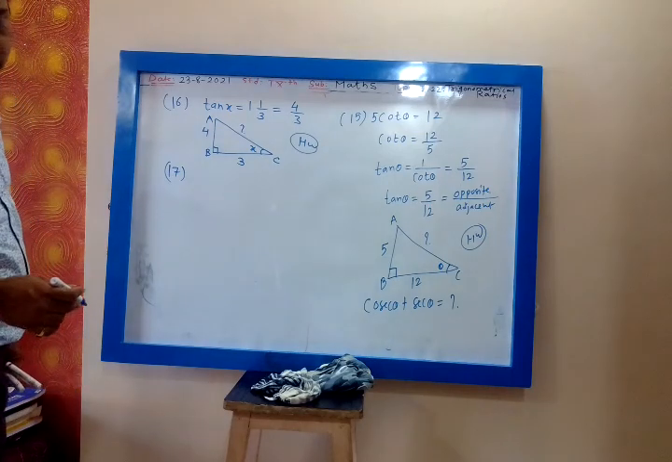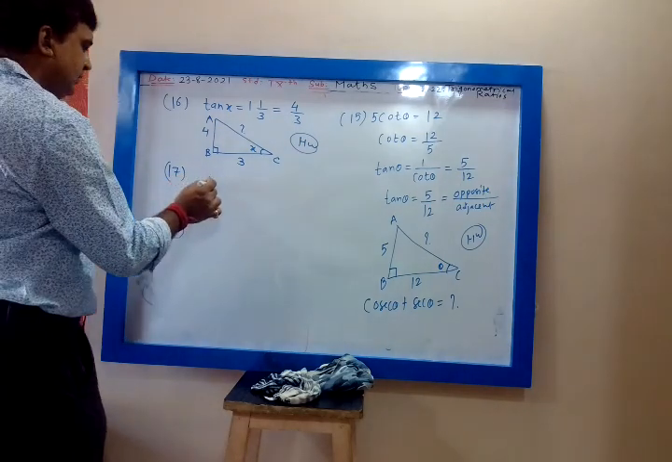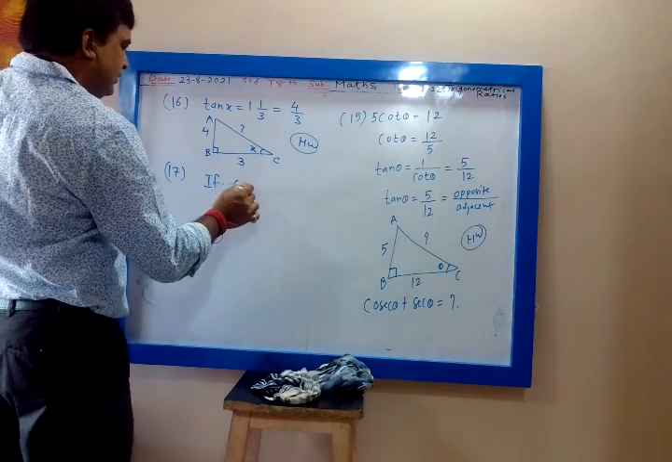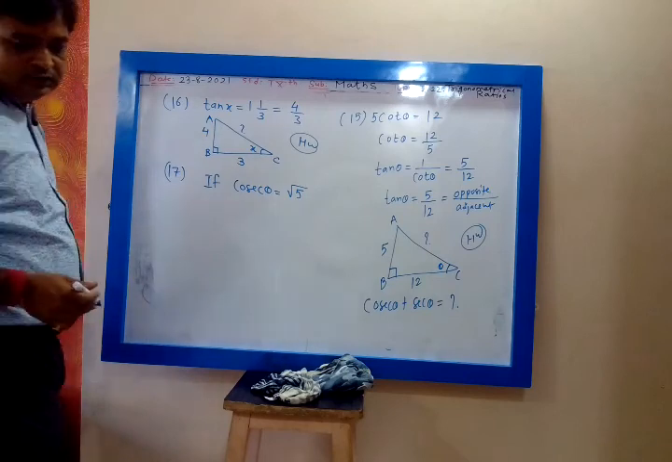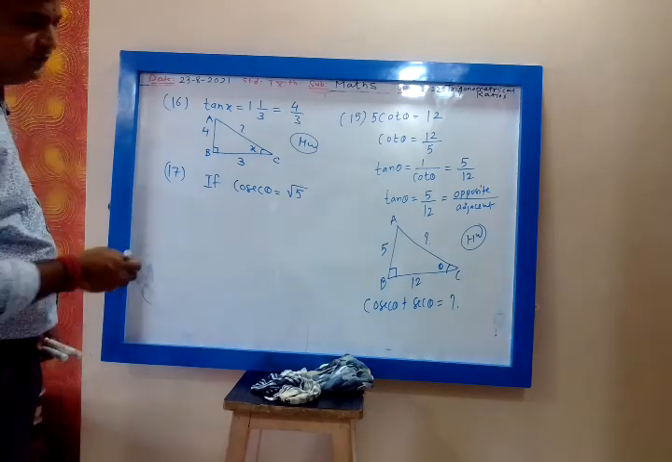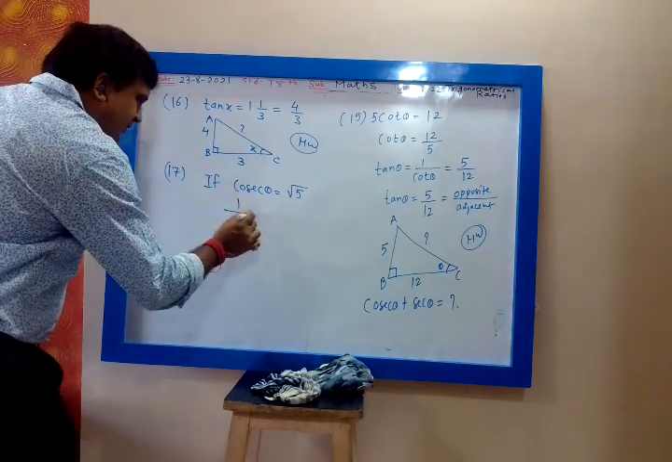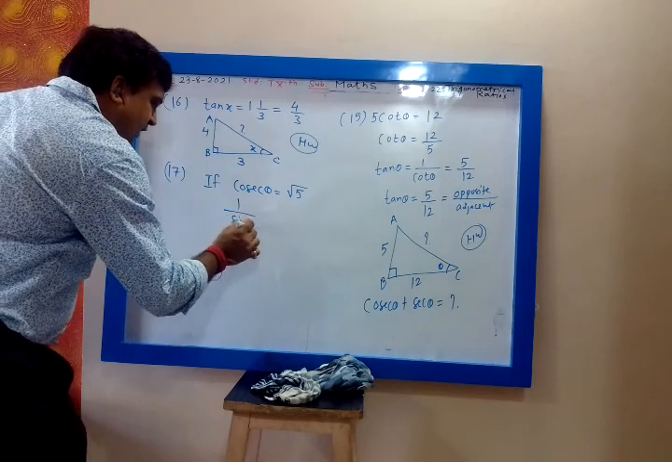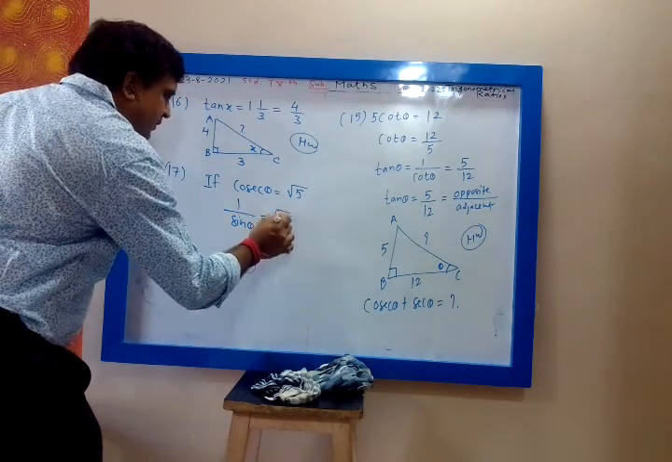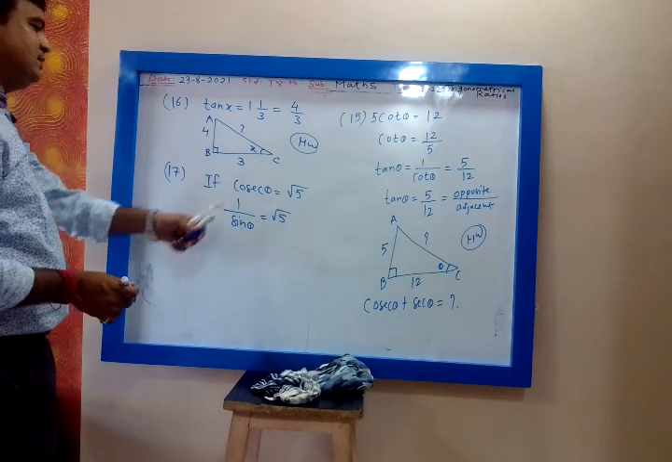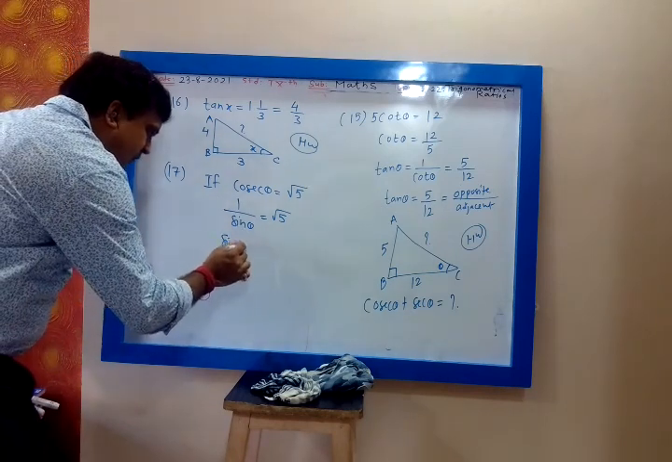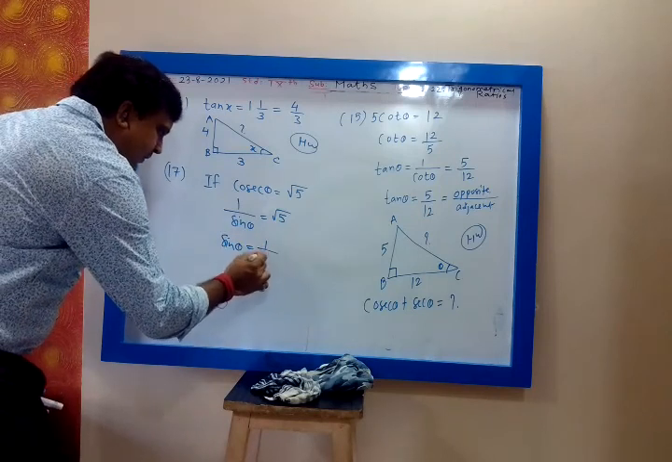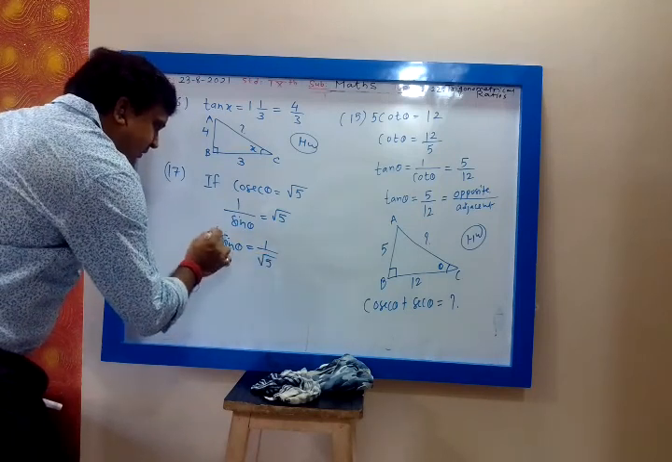If cosec theta is root 5. Okay. Now what is cosec theta? 1 upon sin theta. 1 upon sin theta is equal to root 5. Okay, so you can simplify. So sin theta is equal to 1 upon root 5.